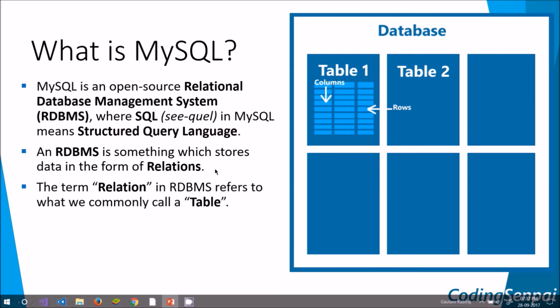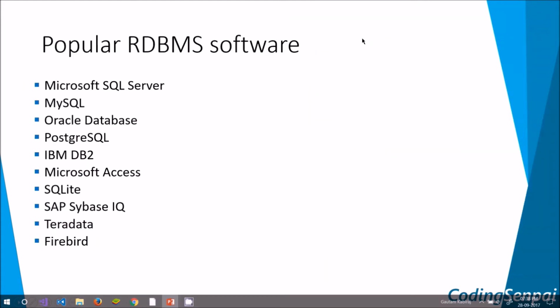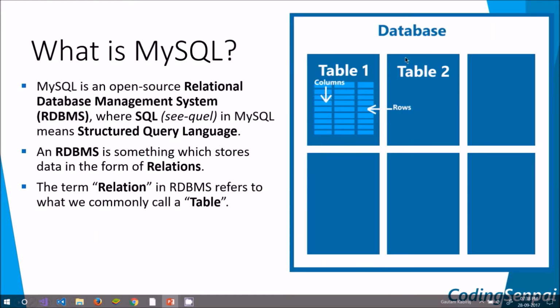Relations sounds like a, no, not that relation. This relation means table. Yeah, the term relation in RDBMS refers to what we commonly call a table. A table basically consists of columns and rows, and relation is basically just a fancy term given to table. Alright, so this is the basic structure. A database consists of various tables, and each of this table consists of various columns and rows. Alright, even these columns and rows have other fancy names which we will see in upcoming slides.